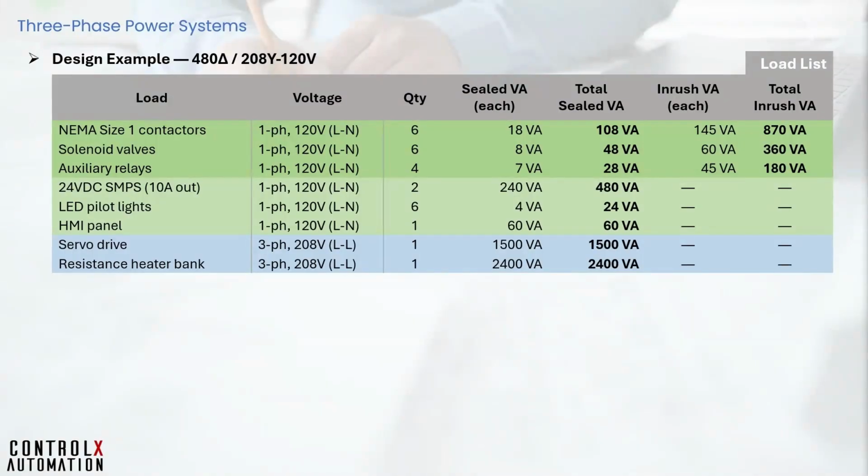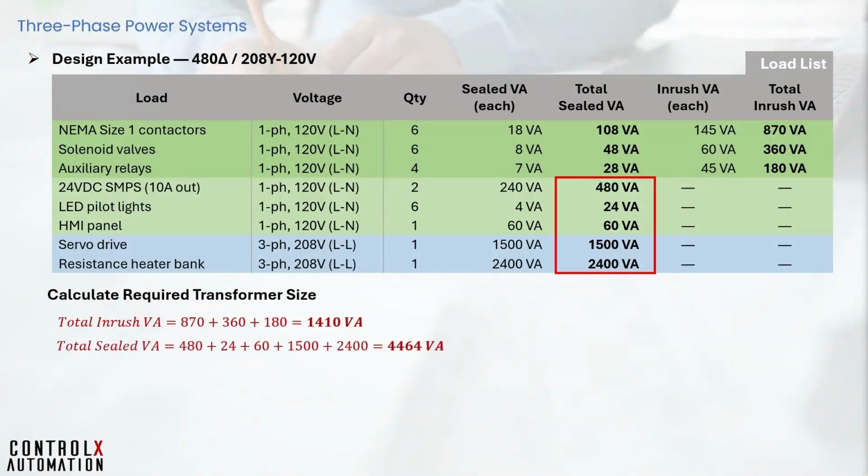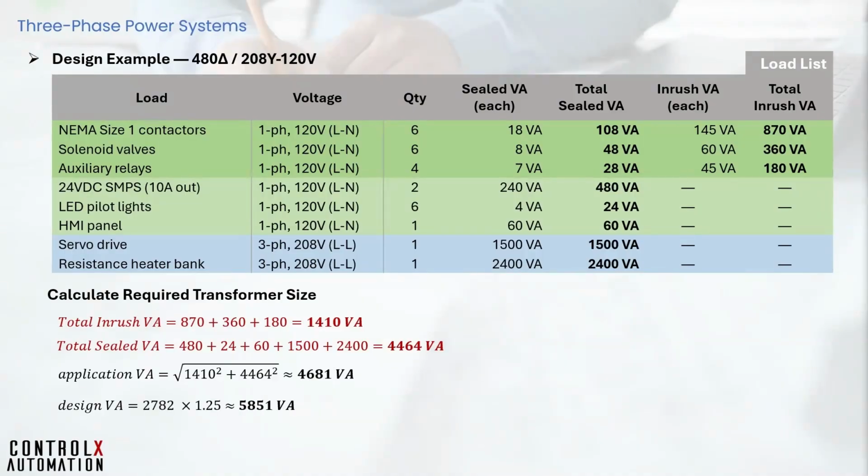This table lists the total sealed VA for all consumers and inrush VA for the electromagnetic devices. We have all the information to calculate the required transformer size. First, we calculate the total inrush VA for the contactors, solenoid valves, and relays. Then we calculate the total sealed VA for the remaining non-inrush components. Now apply the vector addition formula to calculate the application VA just as we did before. Finally, I apply a 25% safety factor and we get the required transformer size for our application. I'll pick the closest standard size from the manufacturer's catalog that is larger than the calculated VA, and we get our transformer.